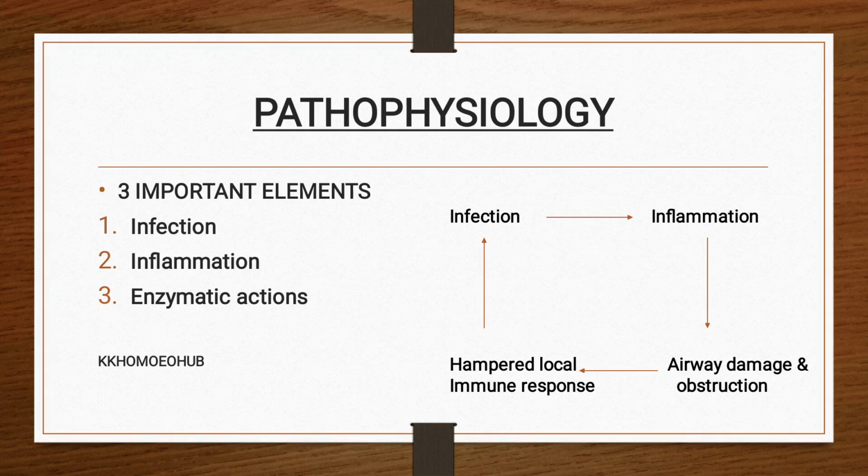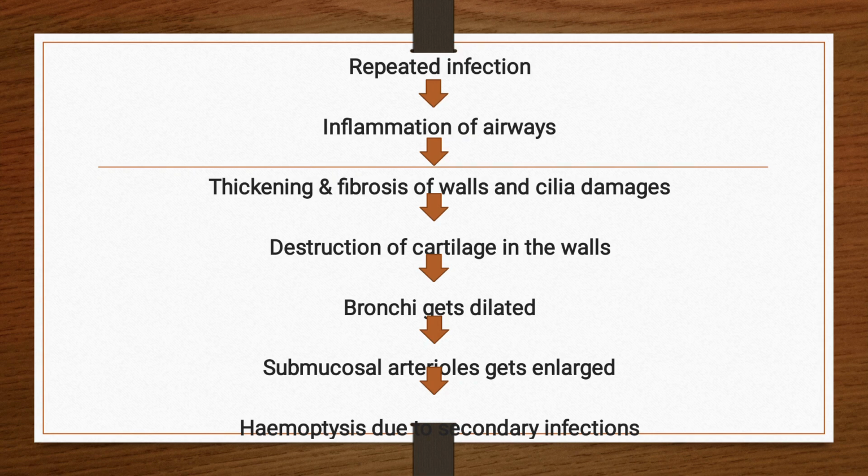Due to the stimulation of the mucus producing glands in the airways, there will also be increased production of mucus. Once the inflammation is set in the airways, there will be thickening and fibrosis of the airway walls, and the cilia which are present on the airways also get damaged. So due to the destruction of the cilia, there will also be destruction of the cartilage which is present in the walls. So once the cartilage is destroyed, the bronchi or the airway gets dilated. This is known as bronchial hypertrophy.